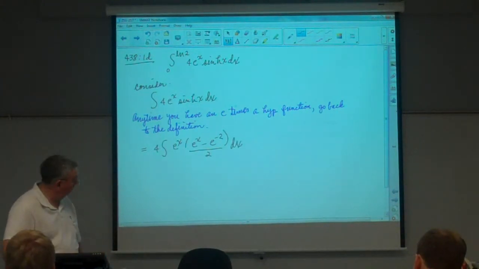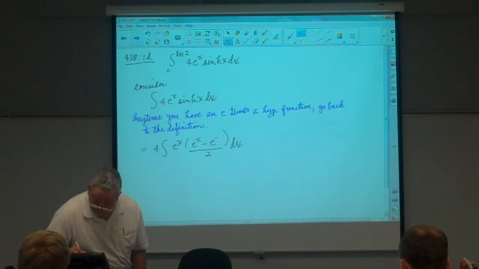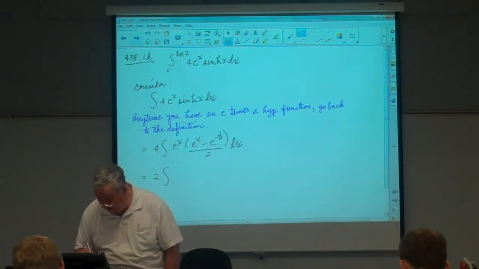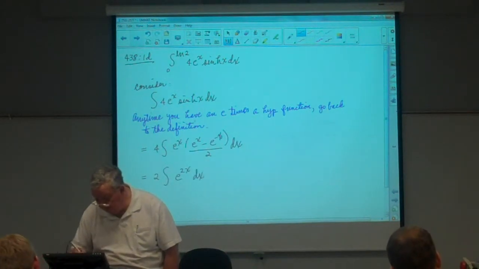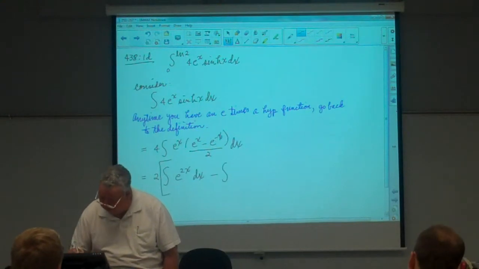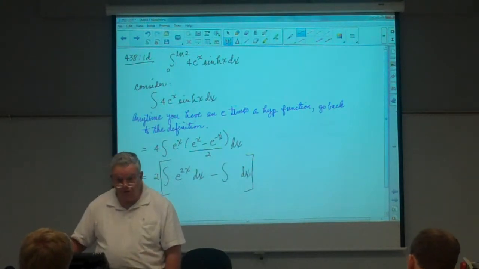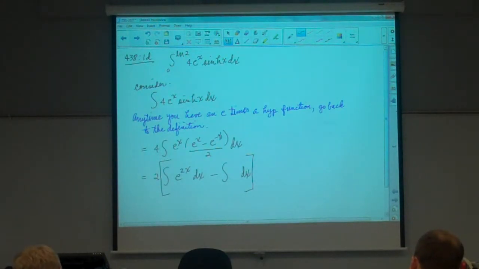Isn't that what you think? e to the minus x. Yes. Thank you. Which I think is 2 times the integral of e to the 2x dx minus the integral of something dx. Don't answer out loud. Not just something, but something really nice.